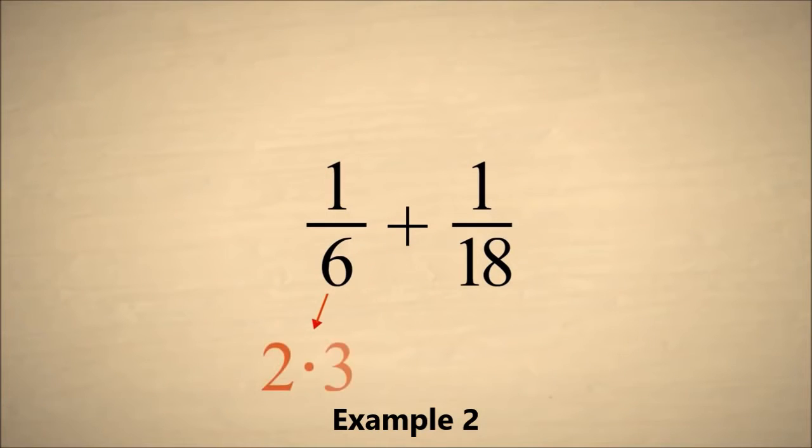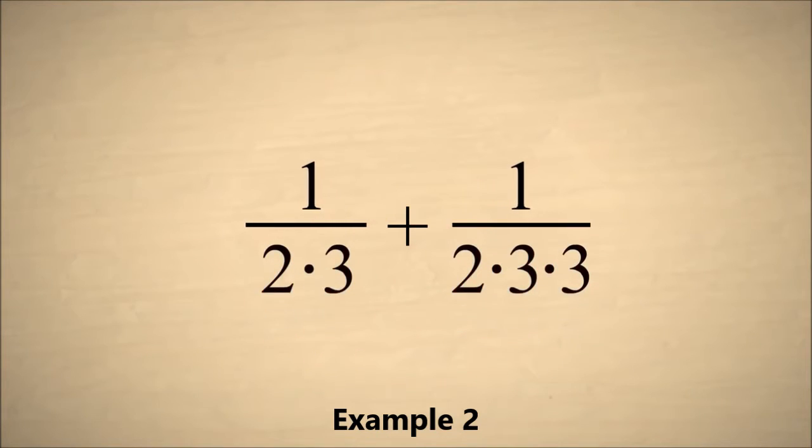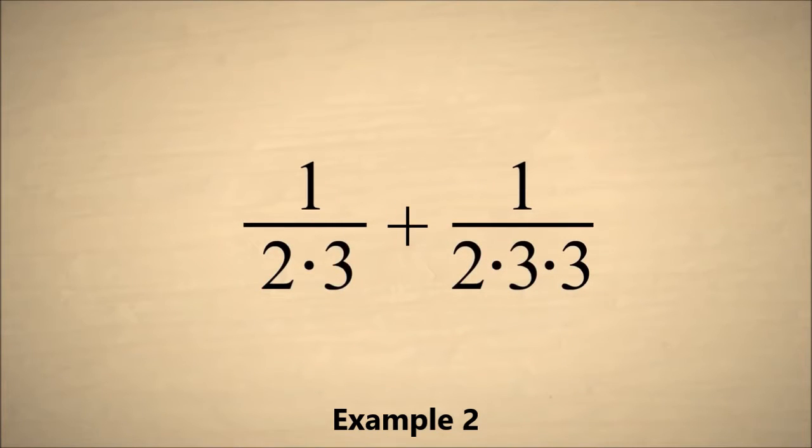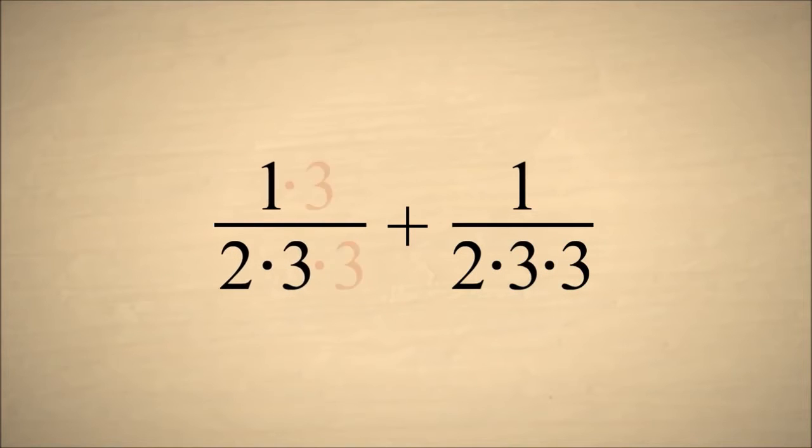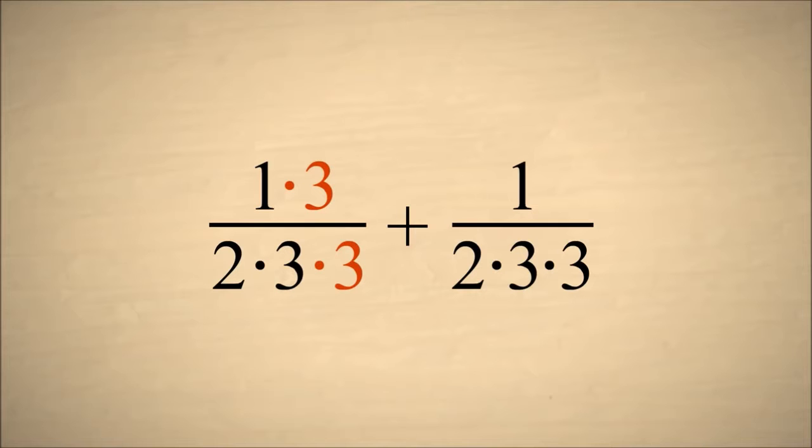We first factor each denominator. The first denominator has only one factor of 3, while the second denominator has 2. We can make the two denominators the same by multiplying the top and bottom of the first fraction by 3.